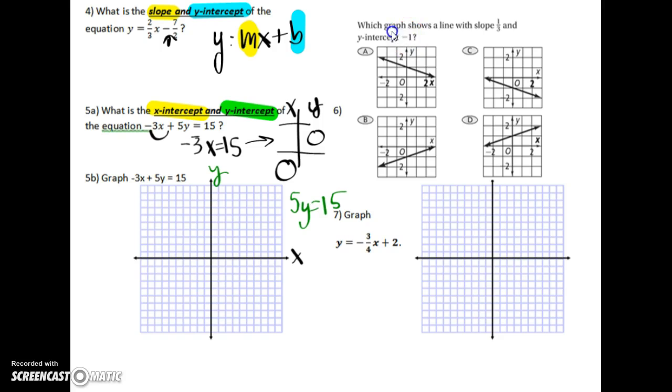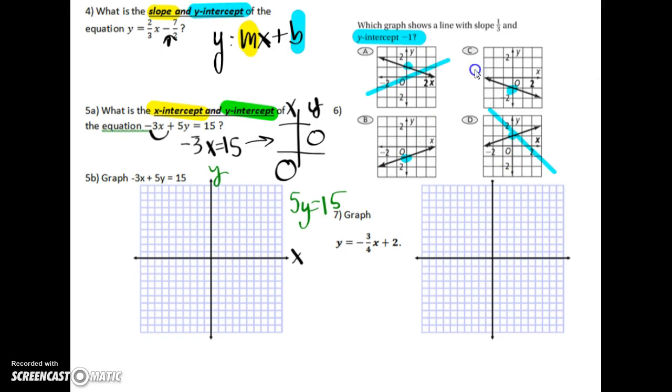All right, this one. Which graph shows a line with a slope of 1/3 and a y-intercept of negative 1? So let's look at the negative 1. I look at graph A. Does that cross at negative 1? No. Does this one cross at negative 1? Yes. So it can't be this one. Does this one cross at negative 1? Yes. Does this one cross at negative 1? No, that crosses at positive 1. So it can't be A or D.